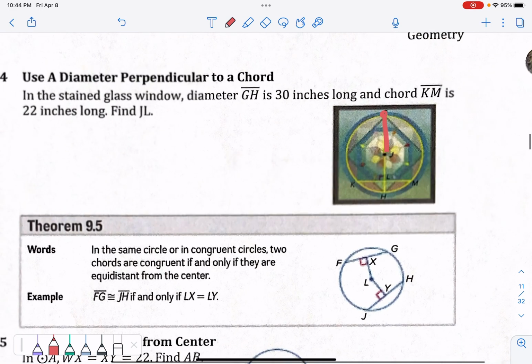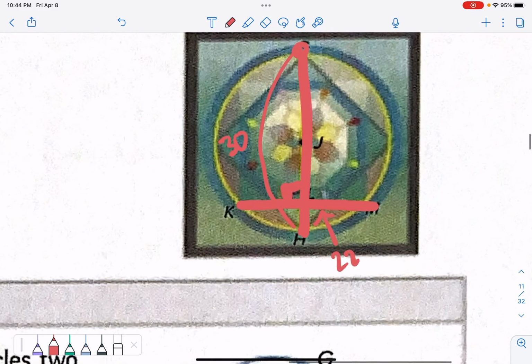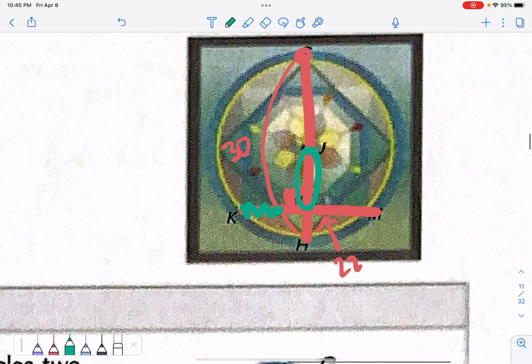They want to know what JL is. JL, this is kind of confusing. JL is this little bit right here, okay? All right, some things that I know is that if this length is 22, watch my diagram because I'm going to be marking this up a little bit and erasing, okay? So that length, this squiggly mark length, if that's 22, I know that each of these pieces is 11 because it's cutting it in half at a 90-degree angle, okay? So those two are going to be both 11.